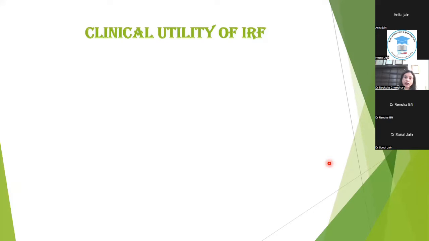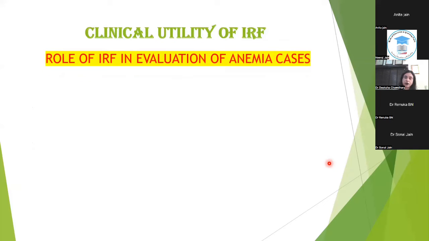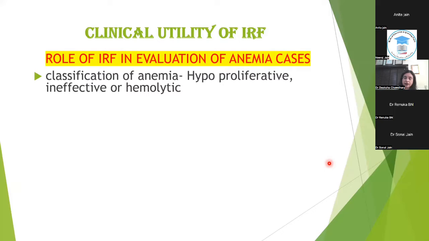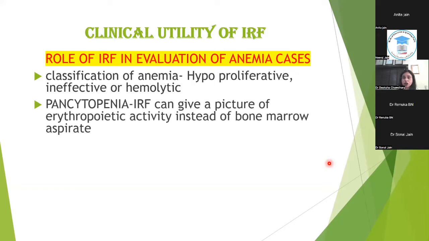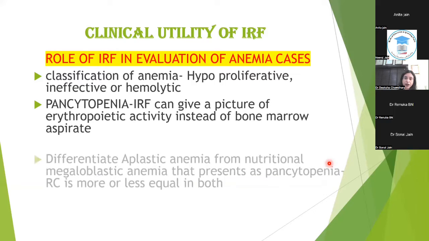Now coming to the clinical utility of IRF. IRF is nowadays widely used in the evaluation of anemia cases. We use it for the classification of anemia into hypoproliferative, ineffective, or hemolytic types. Especially in case of pancytopenia, IRF along with the reticulocyte count can give a picture of erythropoietic activity instead of going in for a bone marrow aspirate every time.